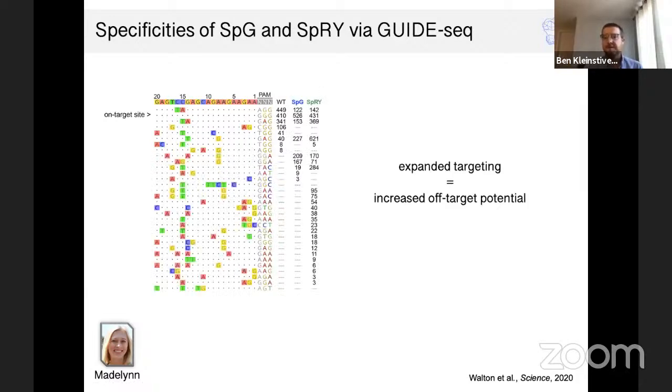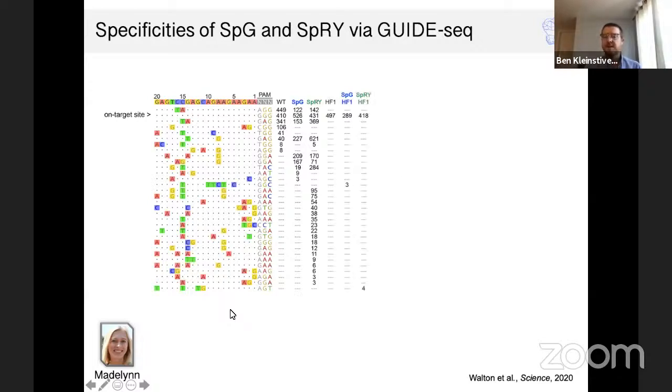And then when she performed the same experiment now with the SpG protein that recognizes GN PAMs and SpRY, which recognizes NR and NY PAMs, we did observe an increase in off-targeting. So again, this fits our hypothesis that the expanded targetability of these enzymes means that they can recognize new sites in the genome that they couldn't before.